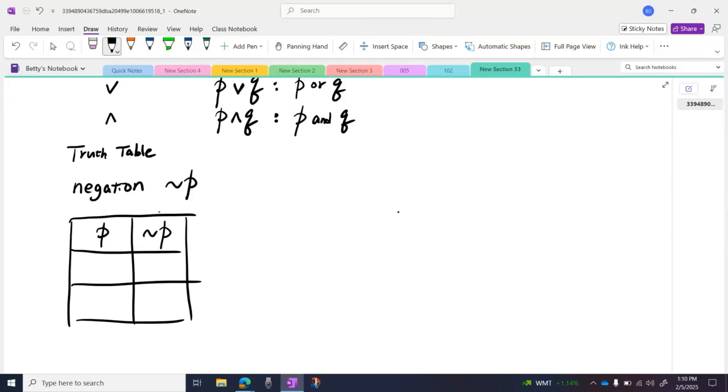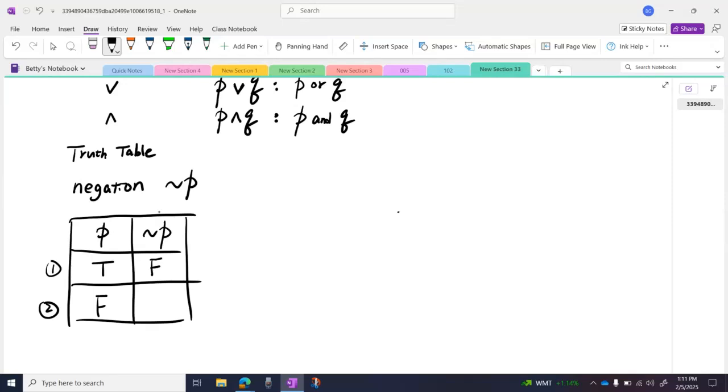Since P may be true or false, right? Any statement is a sentence either true or false, but not both simultaneously. We have two options to give the truth value for P. So we have two cases, case 1 and case 2. P is either true or false. In the case P is true, its negation is false.